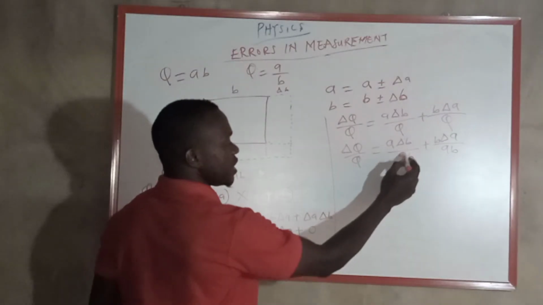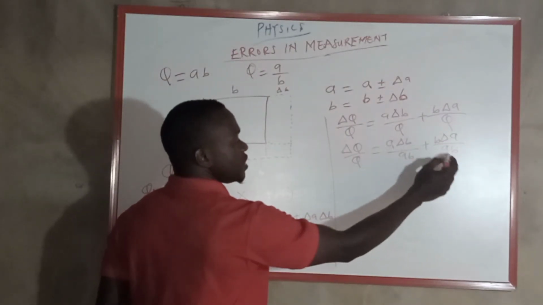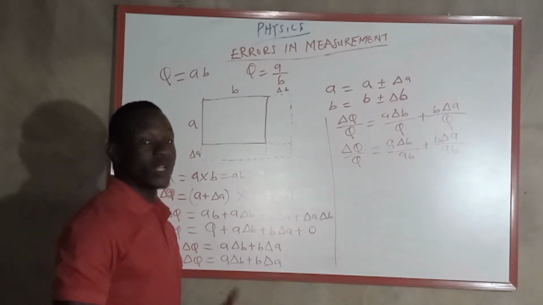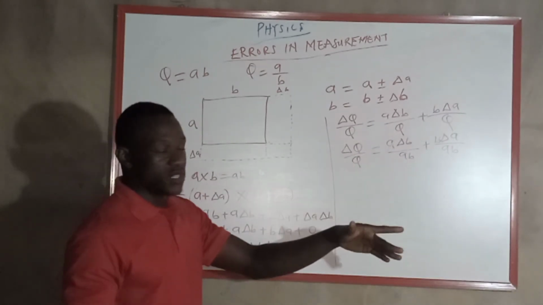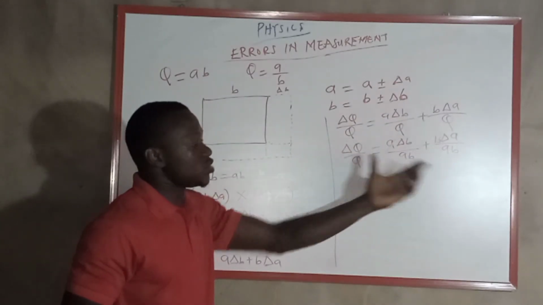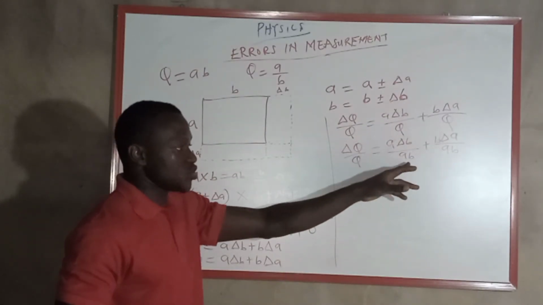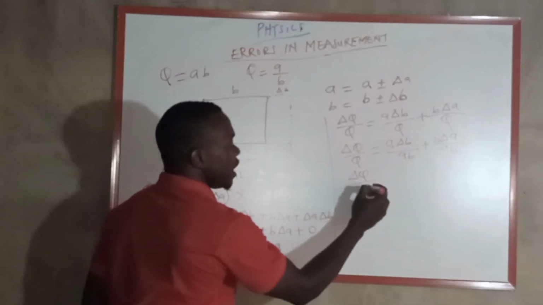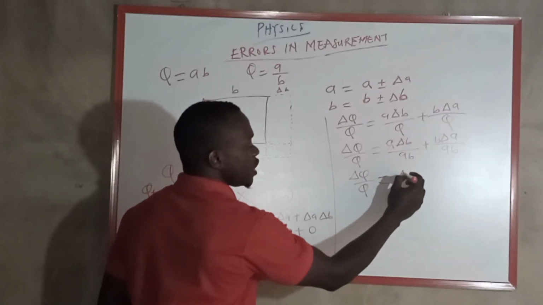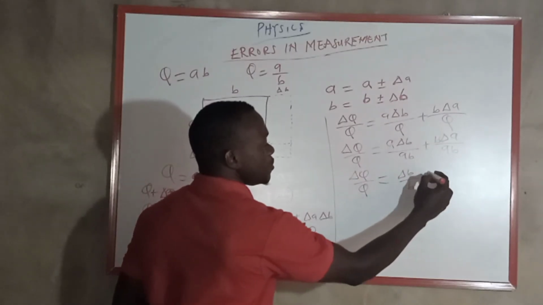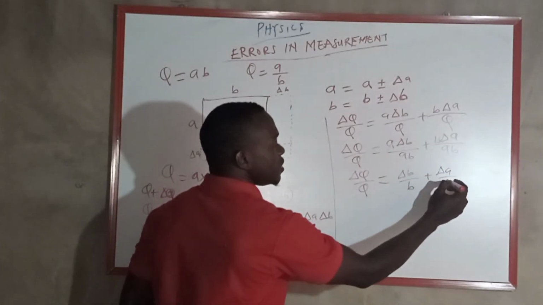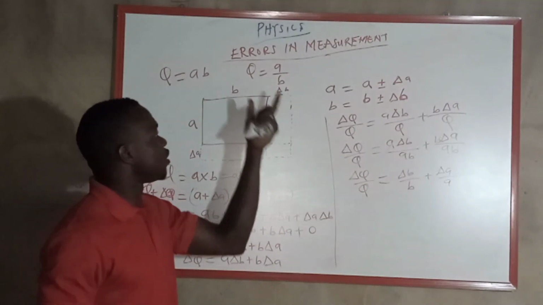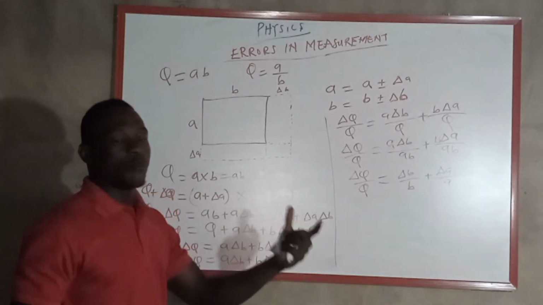So this A can cancel with this A, and this B can cancel with this B. Now this B cannot cancel with this change in B, because they are two different things. One is change in B, while the other is B. Or this is change in A, while this is A. So they cannot cancel each other, but A can cancel A and B can cancel B. So we're left with change in Q over Q, which is our error, is equal to change in B over B plus change in A over A. That's the formula for calculating error in our product or multiplication.